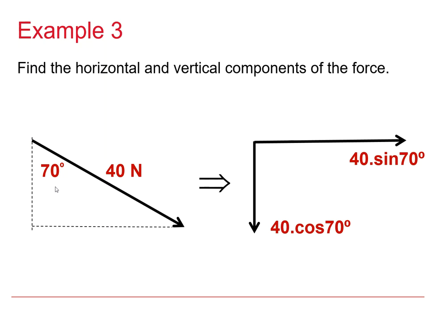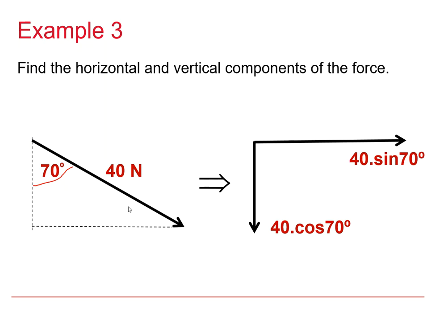It's worth pointing out here in this case that this angle that we were given is an angle between the force and the vertical, and so what that's meant is that the cosine has appeared in the vertical component and the sine has appeared in the horizontal component, which is different to how it was first.